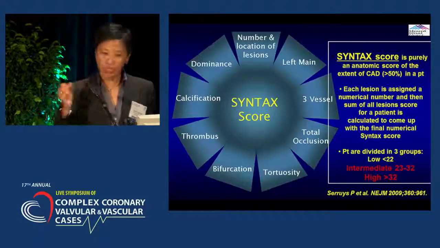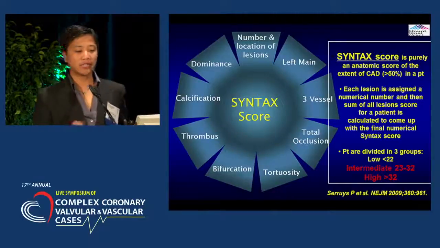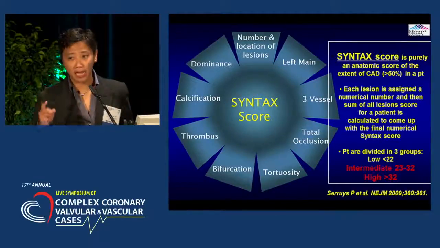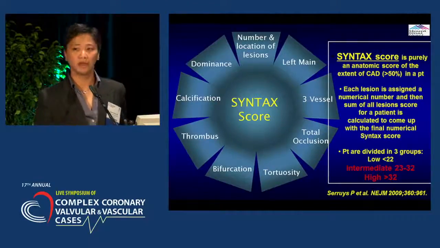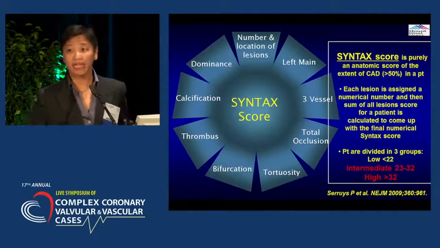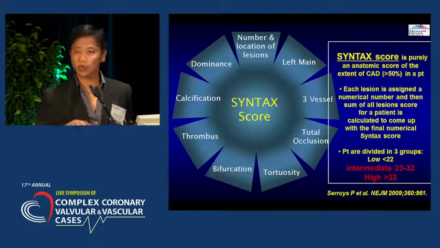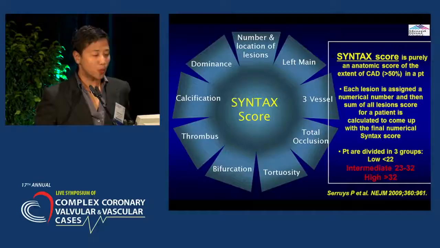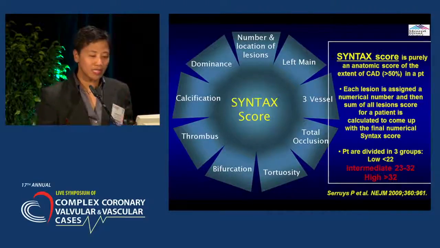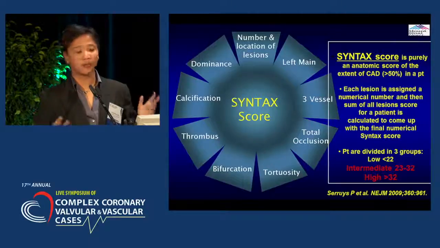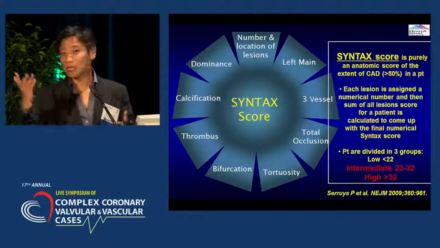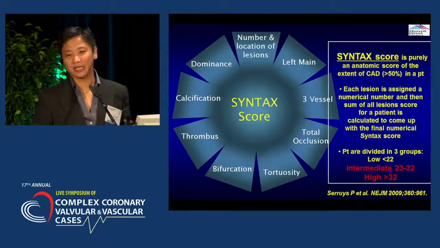So SYNTAX score is purely an anatomic score of the extent of CAD. CAD is a blockage of 50% or more. You have a grade right away when you have a blockage of 50% or more. Significant is 70%. But once we see a moderate lesion, 50%, you have a SYNTAX score. So we accumulate all these lesions, and then we have the sum of the SYNTAX score. Let's say you have 3 blockages. 2 plus 2 plus 2, let's say 6, so that's a SYNTAX score.